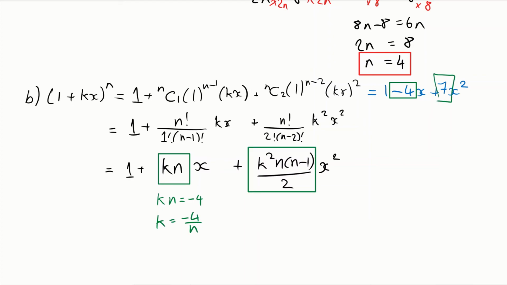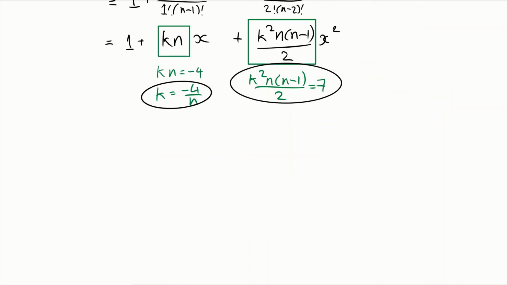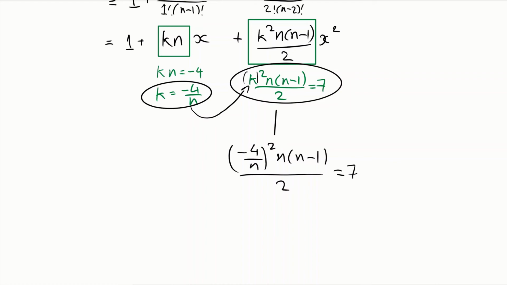We can see that k squared times n times (n minus 1) over 2 is the coefficient of x squared, and the question tells us that the coefficient of x squared is positive 7, so already we can write the formula that k squared times n times (n minus 1) over 2 is 7. Using the first formula, k is equal to minus 4 over n. If we substitute that value of k into our equation, we get (minus 4 over n) squared times n times (n minus 1) over 2 equals 7. We multiply by 2 on both sides, the denominator 2 disappears, and we now have our equation equal to 14. Expanding this a bit more, we have 16 over n squared times n times (n minus 1) is 14.